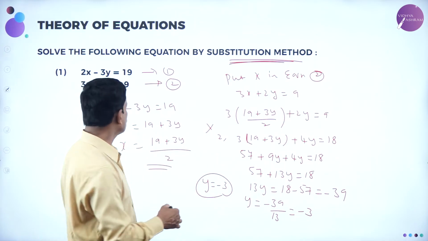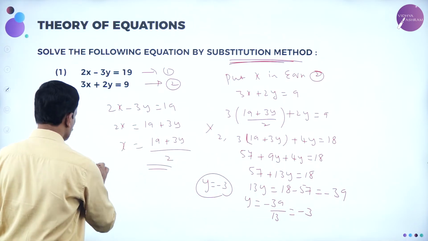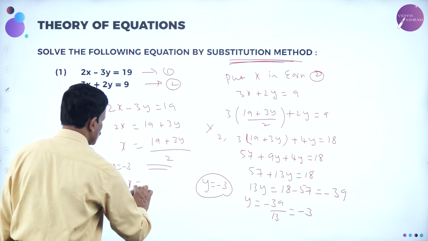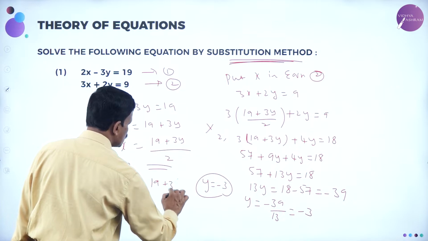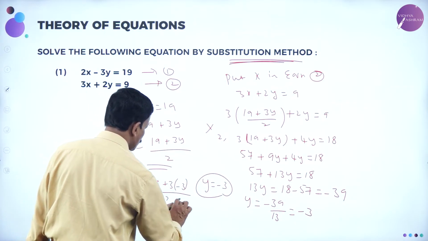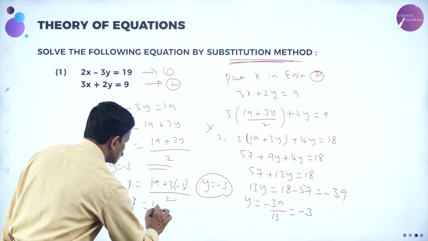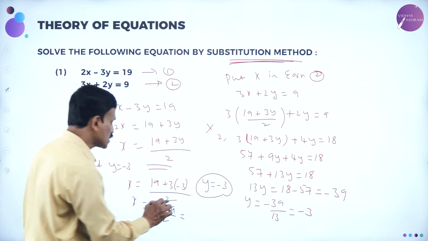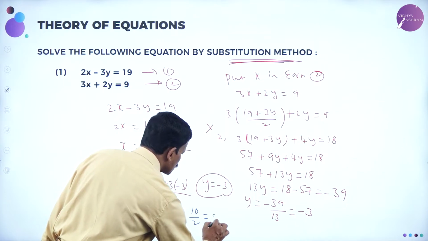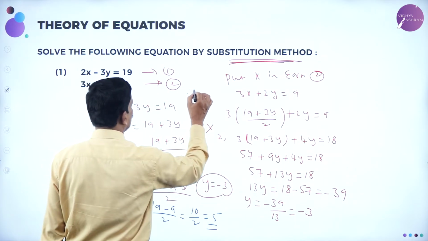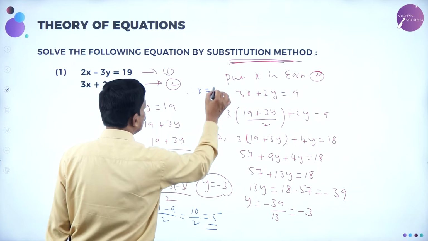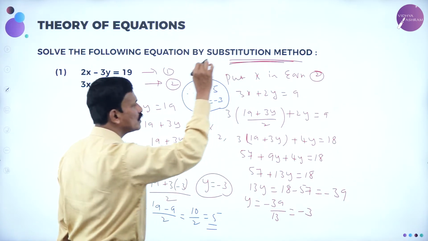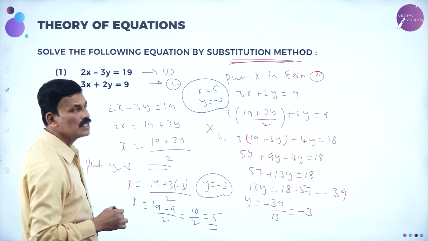Okay, substitute this value of minus 3 in this equation. Put y is equal to minus 3 in this equation. x is equal to (19 plus 3 into minus 3) divided by 2. This is x is equal to (19 minus 9) divided by 2, since 3 3s are 9. 19 minus 9 is 10. 10 divided by 2 is equal to 5. So therefore the value of x is equal to 5 and the value of y is equal to minus 3. This is how we are going to solve by the method of substitution.